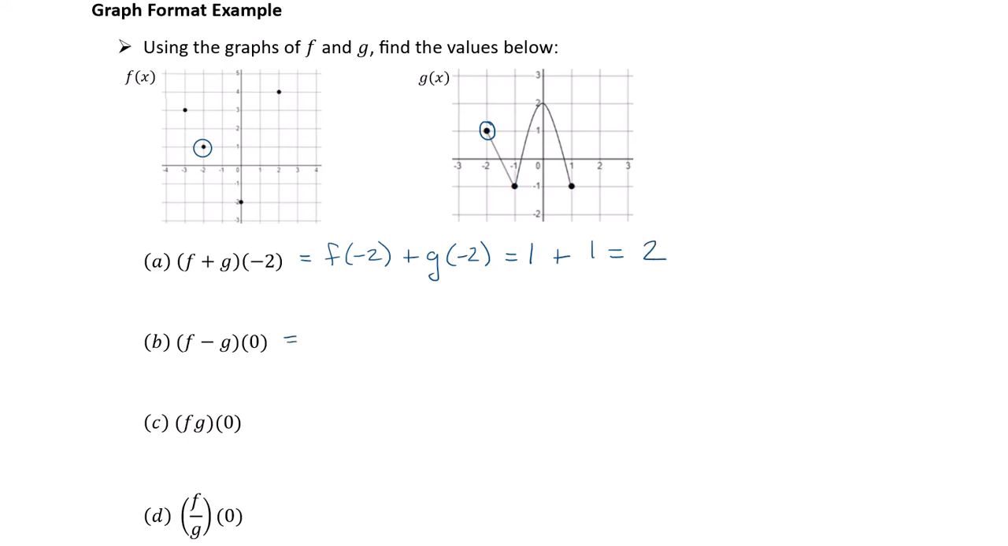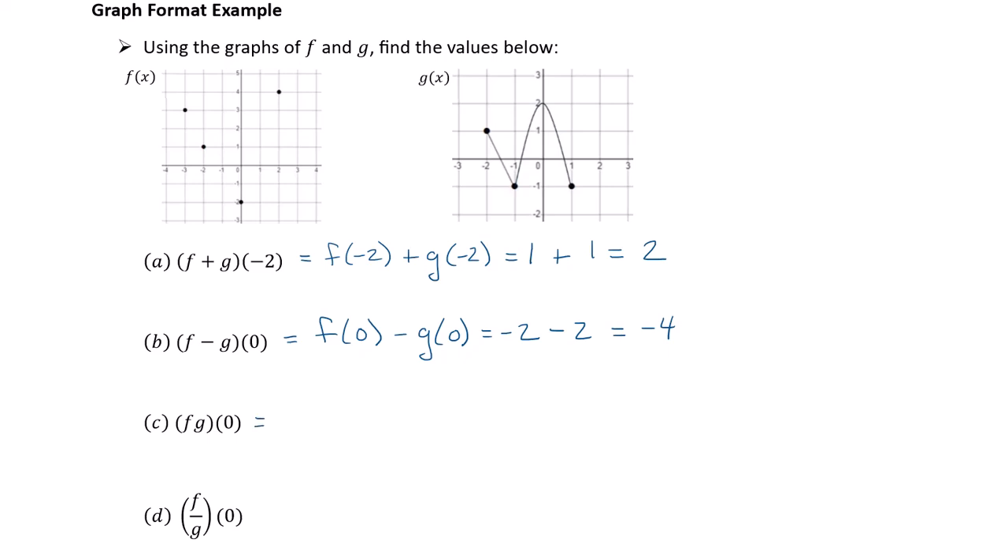F minus g of 0 is defined as f of 0 minus g of 0. Reading off the graph, f of 0 is negative 2 minus g of 0 is 2. So we have negative 2 minus 2 is negative 4.